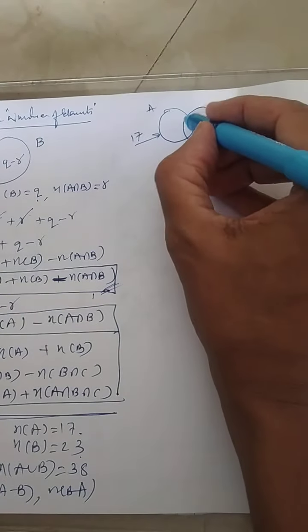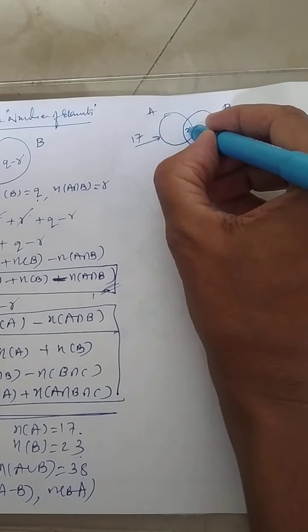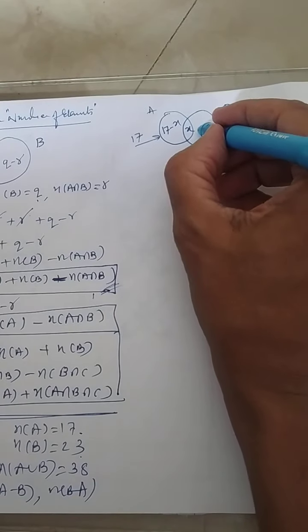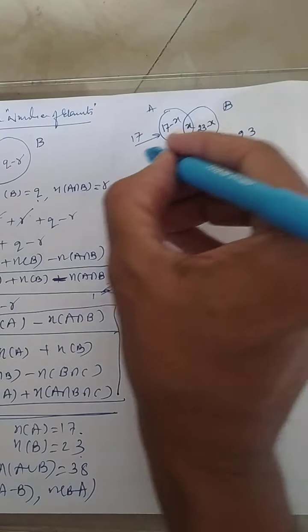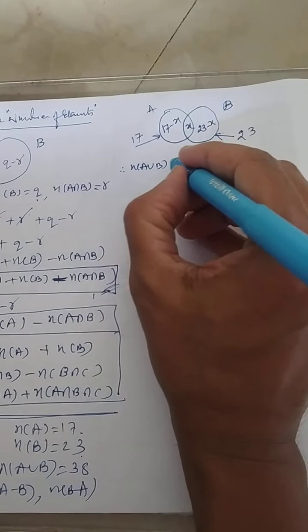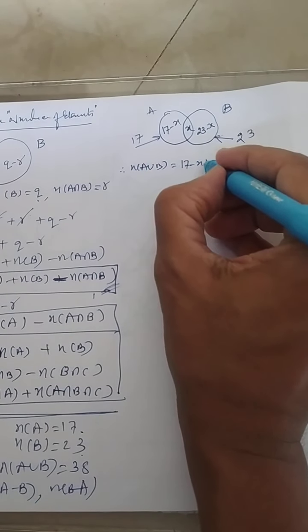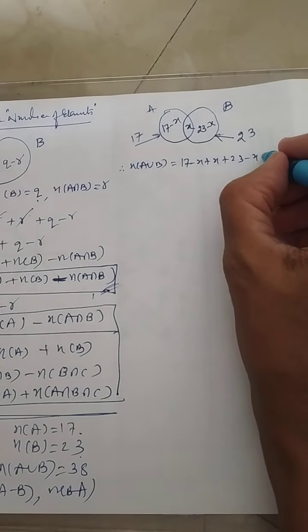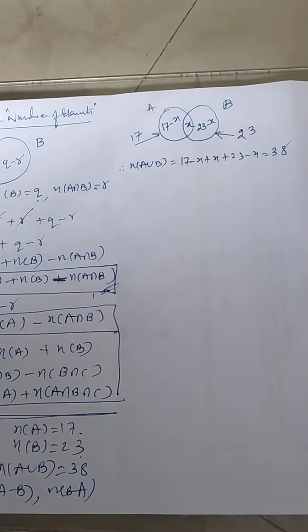There will be a few elements present over here. Let us suppose that is small x. So this portion will be 17 minus x. This portion will be 23 minus x. Suppose you ask me what is n of A union B, then it will be 17 minus x plus 23 minus x. But A union B is given in the question. It is 38.